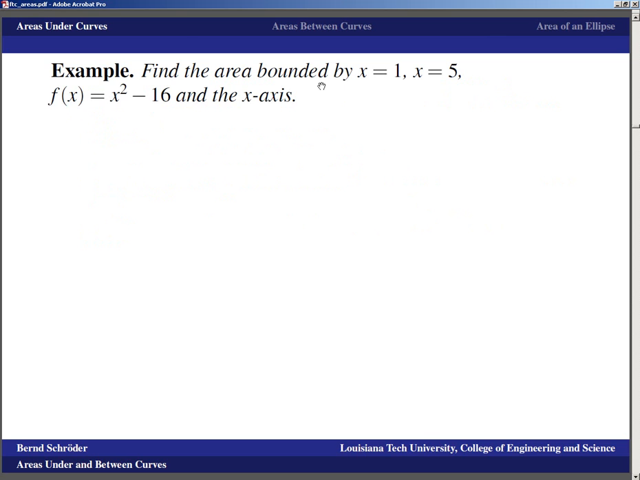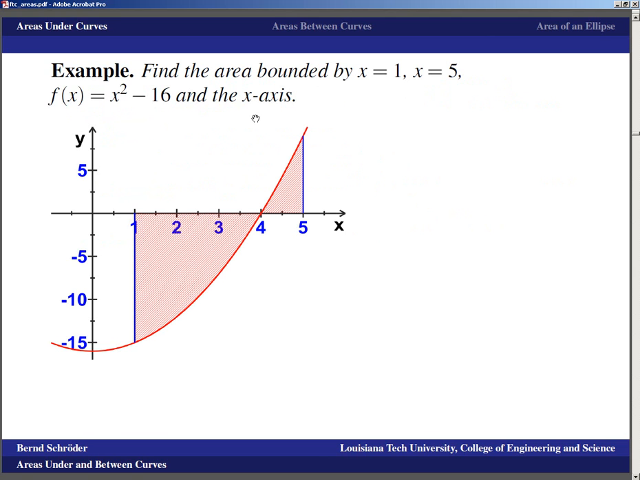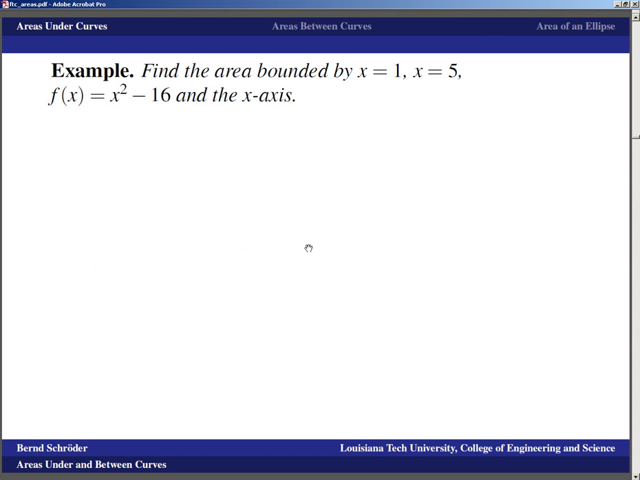Well, we want to find the area that is bounded by the vertical lines x equals 1, x equals 5, and the function f of x equals x squared minus 16, and the x-axis. Well, here's the picture, and here's the area. This area is counted negative, this area is counted positive, so we apparently have to cut the interval up, apparently at 4, and then do something different from 1 to 4 than what we do from 4 to 5.